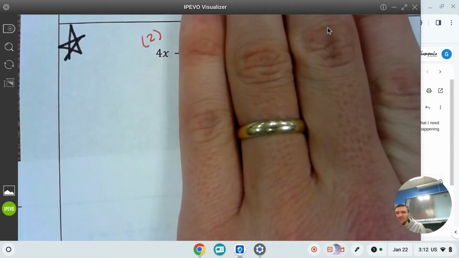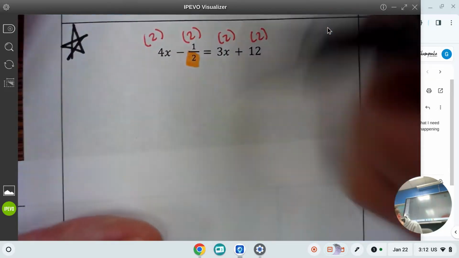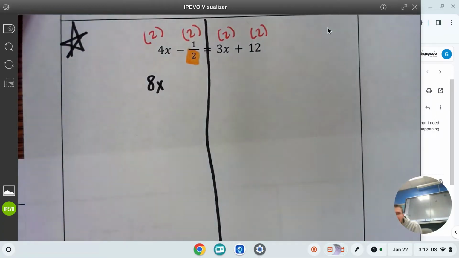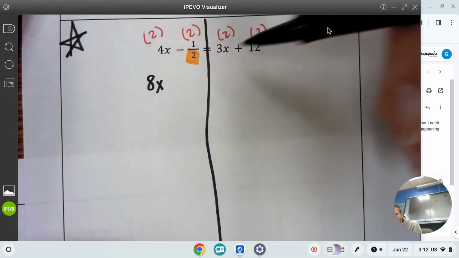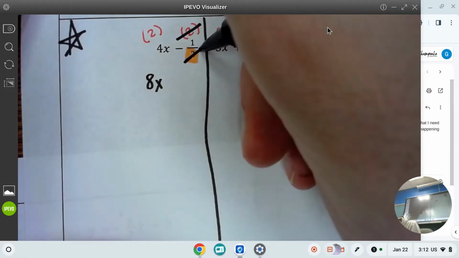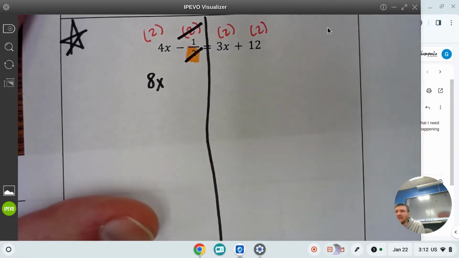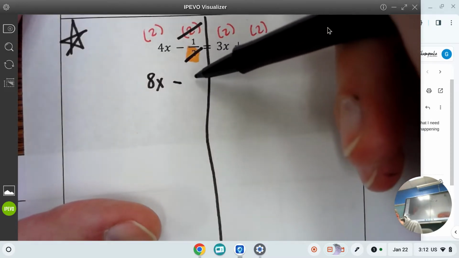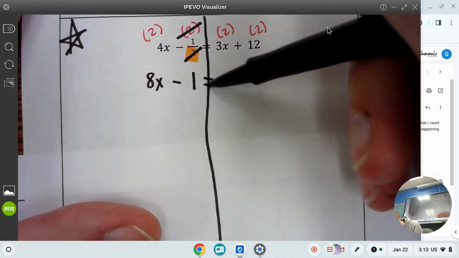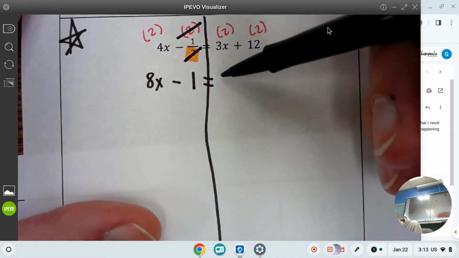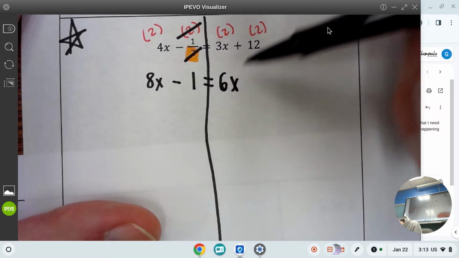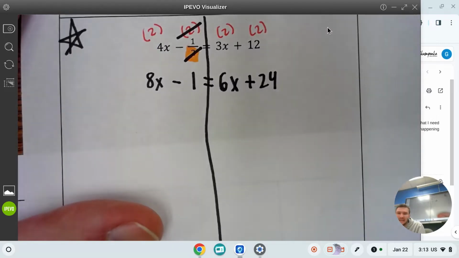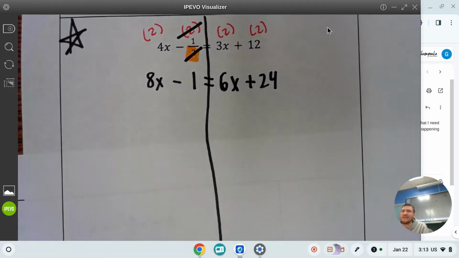Does the first 2 cross off with anything? No, so that's going to be 2 times 4 makes 8x. Let me get my nice line down the equal sign here. Does the second 2 cross off with anything? Yes. So this one does cross off because it has that fraction. And so what should be our number for the second term? 1. Exactly, just minus 1. What should be our number for the third term? 6x. 6x, perfect. And what about the fourth term? 24 positive, easy.